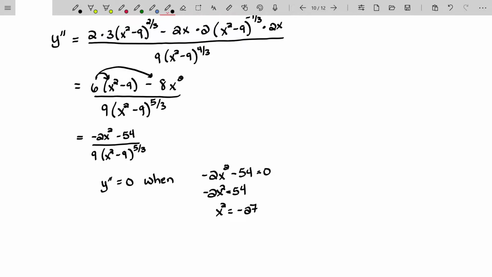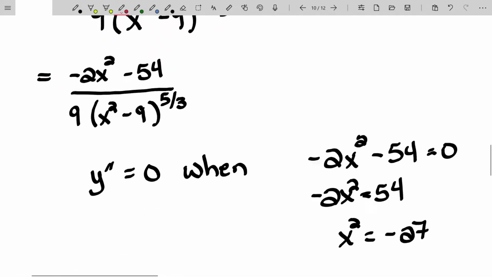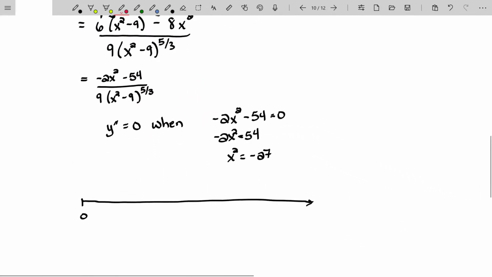There's no way for that to happen. A square will not become negative unless it's an imaginary number, but we're not allowing for that. So there's no way that y double prime is going to be 0. So all I worry about is the interval from 0 to infinity. And I know that y double prime just doesn't exist at 3. Technically negative 3 as well, but again, we're only dealing with the positive x values here because of symmetry.